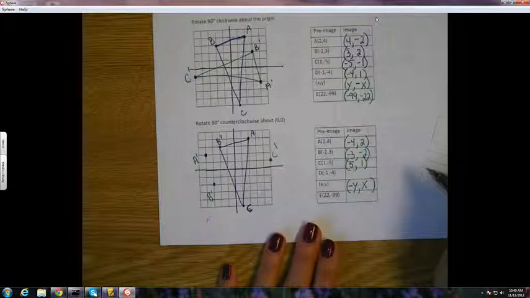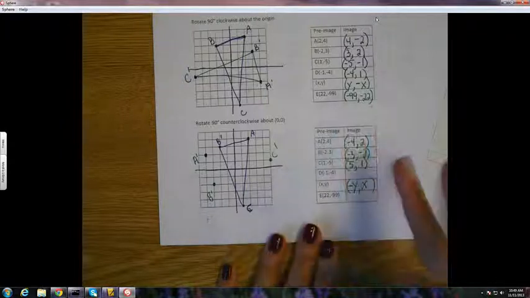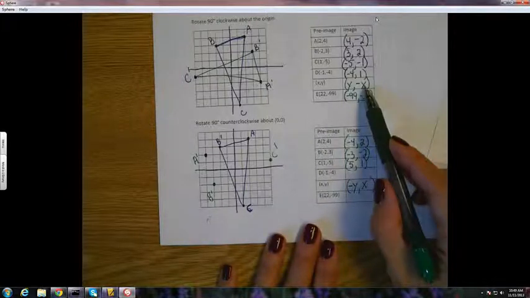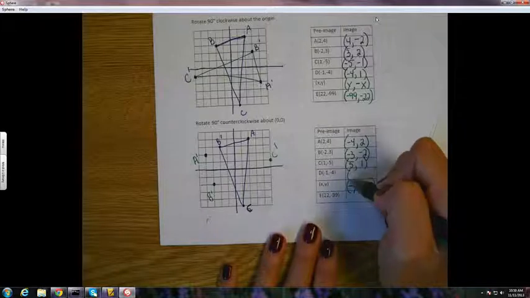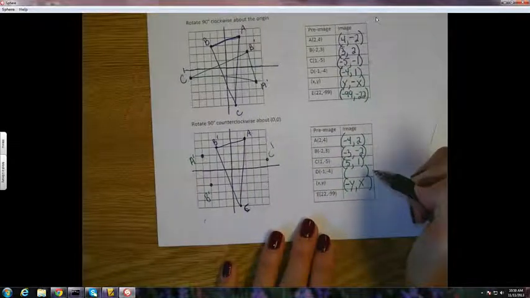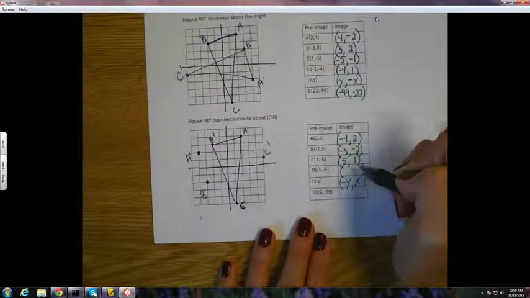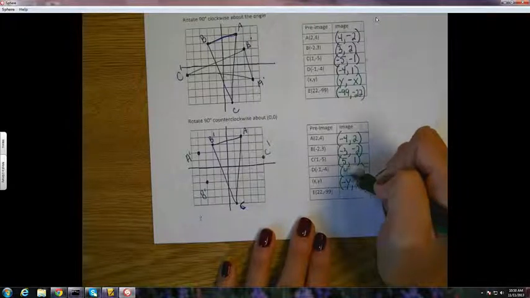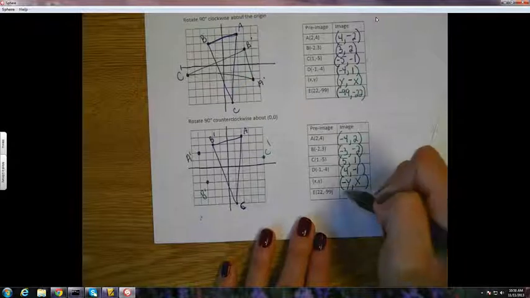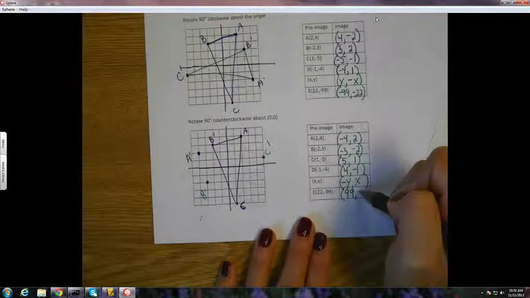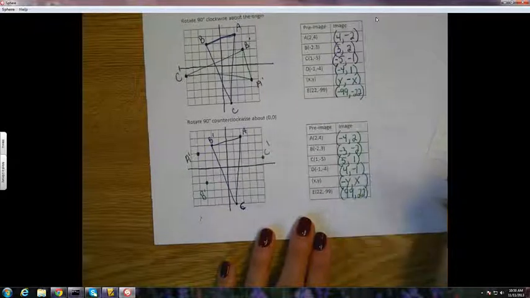So on both rotations, the X and Y flipped. On the clockwise, the X changed to the opposite. On the counterclockwise, the Y changed to the opposite. So use the pattern on the last two here. Where is D going to land? 4 and 1. -1. And E? 99 and 22. Any questions on that one?